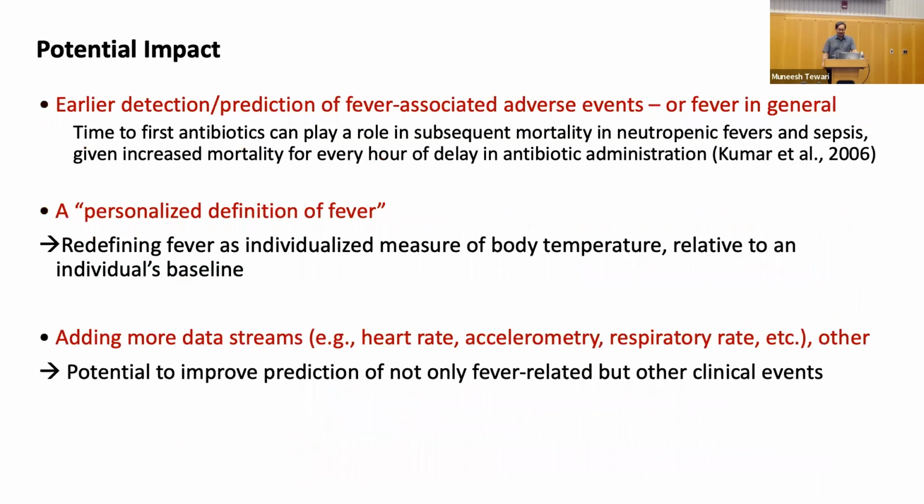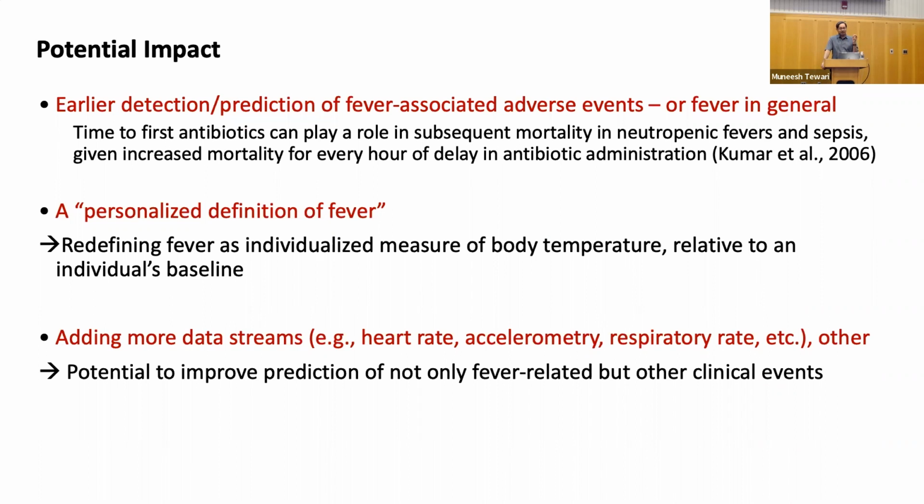And another reason, the big picture reason why I'm excited about this, is just the impact of this. The first is this earlier detection of these fever-related events. We did all this work in these inpatients who are getting these very special therapies, but there are hundreds of thousands of patients every year getting chemotherapy. And most of the patients who get chemotherapy are at risk of neutropenia. Their neutrophils, their main line of defense of the innate immune system, essentially get wiped out for a week or two, depending on what kind of chemotherapy they're getting. And they're at risk of these kinds of infections.